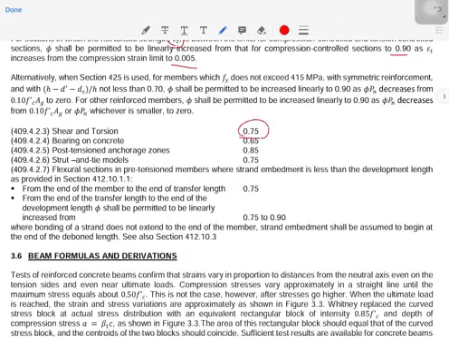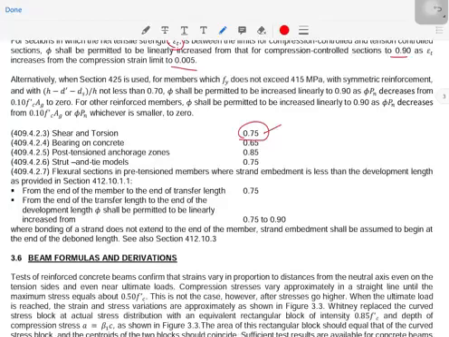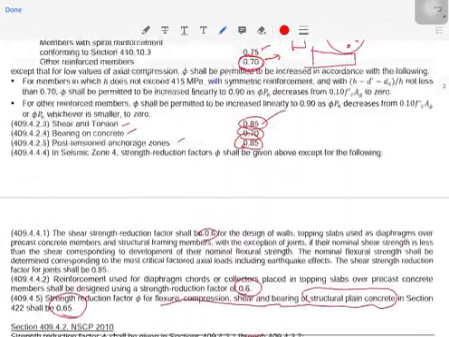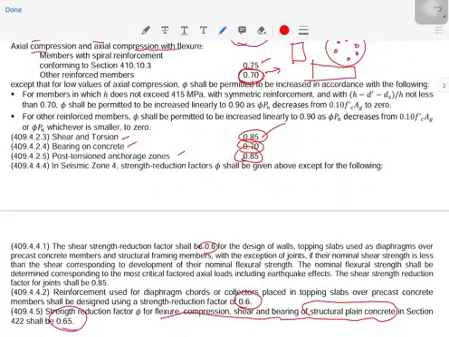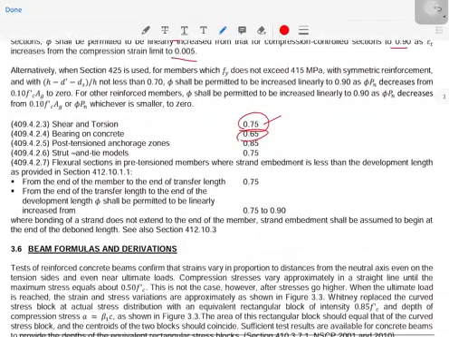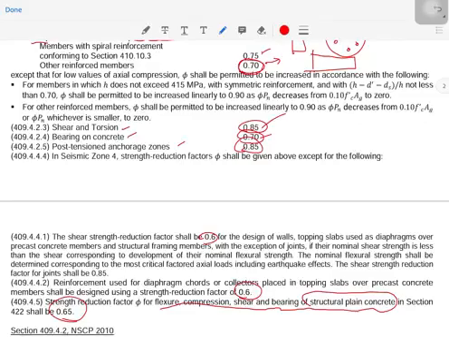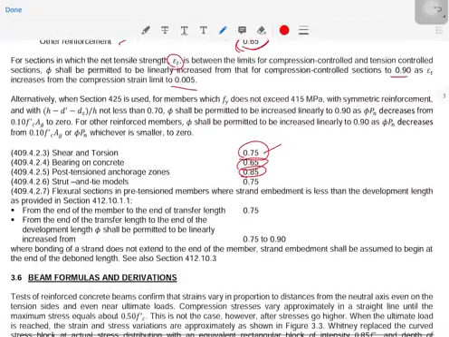Then for shear and torsion, that is 0.75. Let us check if there's a difference there. So it went from 0.85 down to 0.75. For bearing on concrete, 0.65 in 2010, then in 2001 that is 0.7. For the post-tension anchorage zone, that is 0.85, so they have the same value in NSCP 2001. For the strut and tie model, that is 0.75.